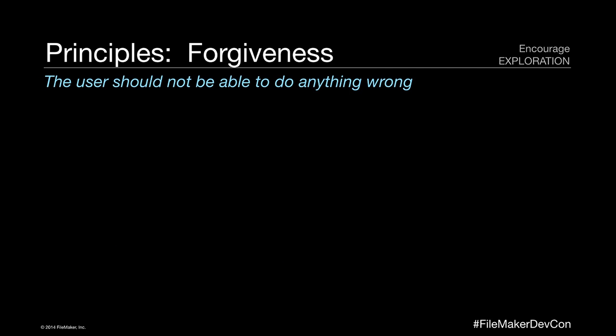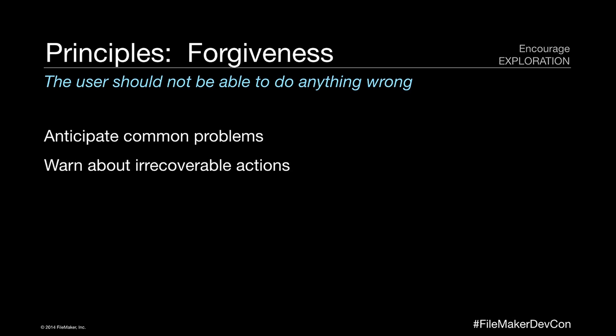And the principle of forgiveness. The user should not be able to do anything wrong. That's an ideal, but if they're not afraid of making mistakes, they're more likely to explore and discover features. And if they can't do anything wrong, they'll need less support as well. So anticipate common problems by implementing user-friendly error trapping and thoughtful workflow. Warn users about irrecoverable actions and any potential side effects if they choose to continue.